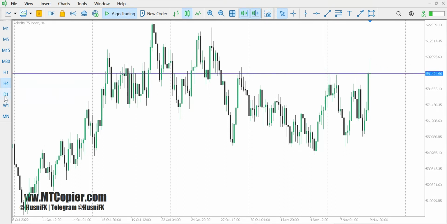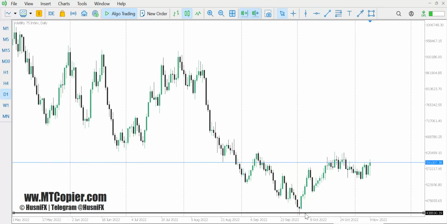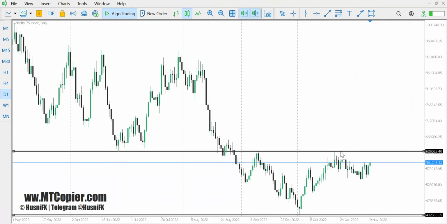So if I go to the daily, I will see these things. When I go for the daily, I will go for months. If you see this and this, it's a month. So from here, this was the month low, and this was the month high. So previous month's low was here, and previous month's high was here. So when I go daily, I will have months.